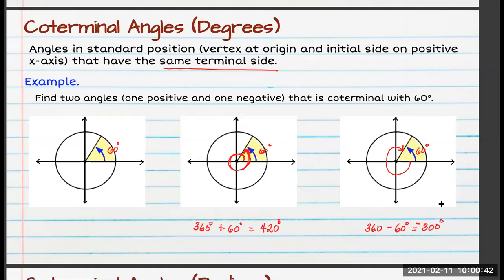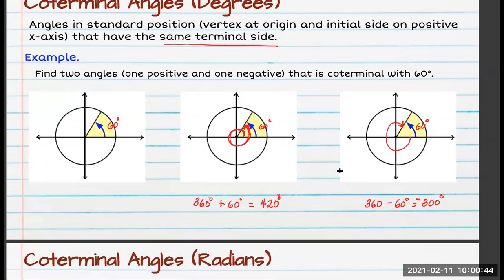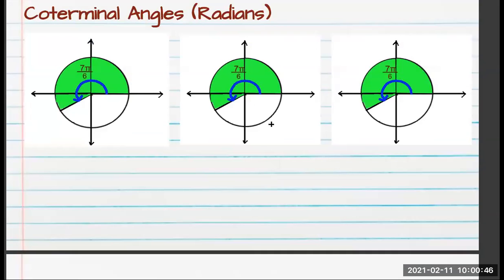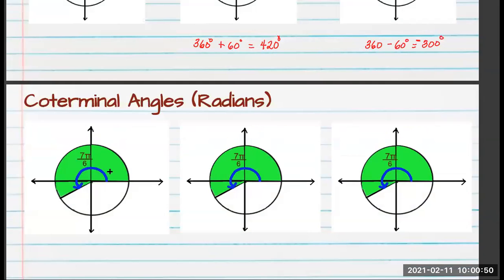Okay, so probably you can try to do the radians. Same thing. Okay, you are given 7 pi over 6. You want to find a positive coterminal angle and a negative coterminal angle, knowing that one revolution is equal to 2 pi. Okay? Okay?